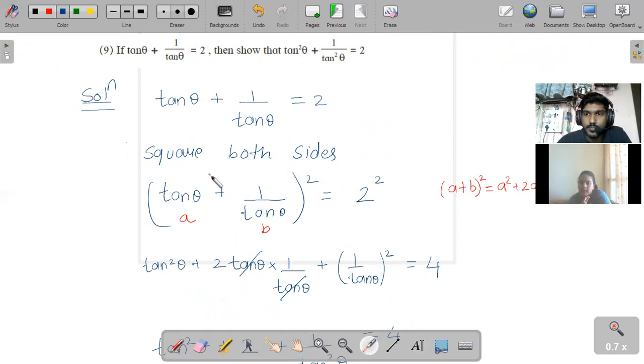Squaring both sides. I was asking that here it is tan theta plus 1 upon tan theta. So if it becomes sine, then it will be sine theta plus 1 upon sine theta. Or it will become sine theta plus tan? No, both will be sine. Both will be sine. Here also, sine square theta plus 1 upon sine square theta. That way it will be.